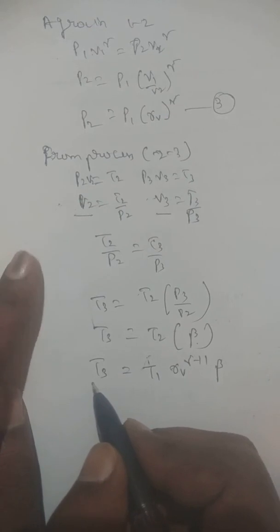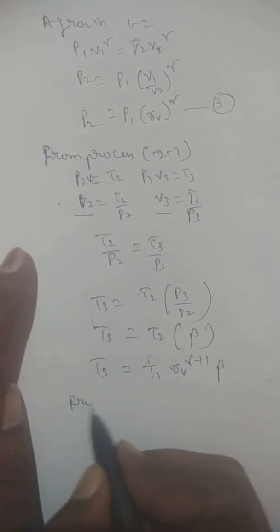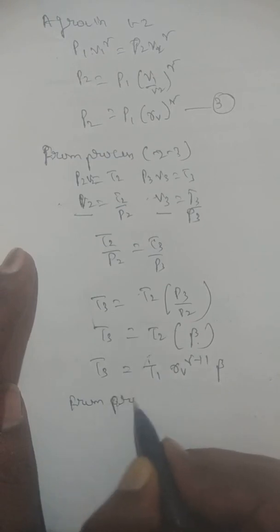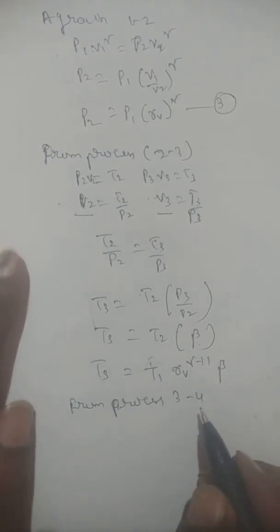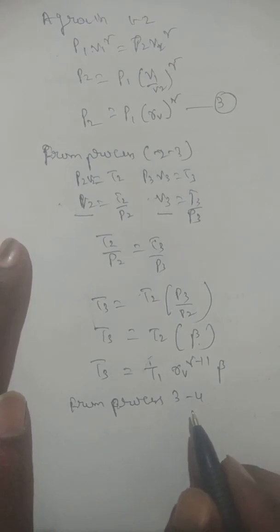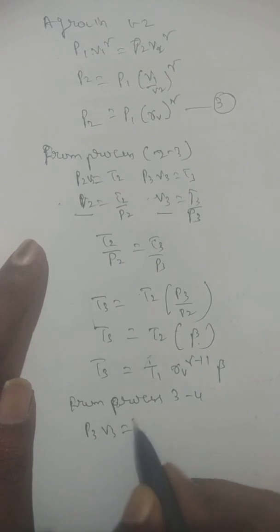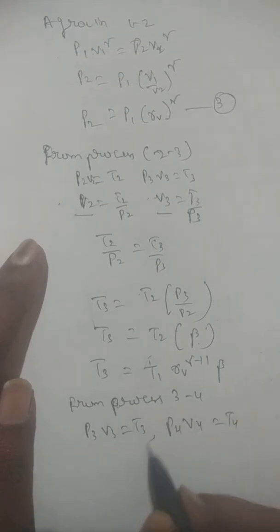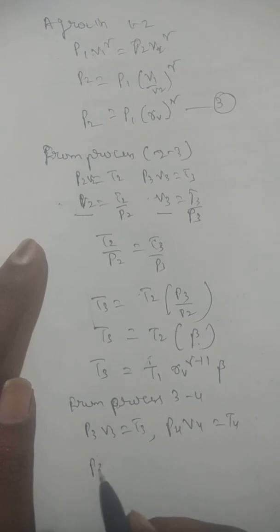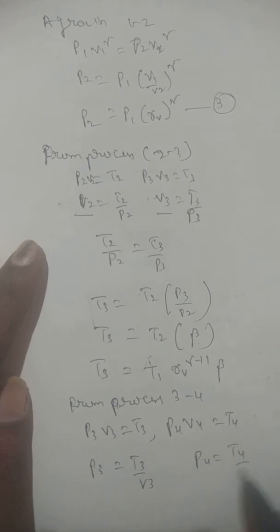Now we shall be finding out the T4 from process 3 to 4, that is constant pressure process. So if it is a constant pressure process, P3 V3 is equals to T3, P4 V4 is equals to T4. If I will be taking P3 one side and remaining terms on the other side, P3 is equal to T3 divided by V3, P4 is equals to T4 divided by V4.